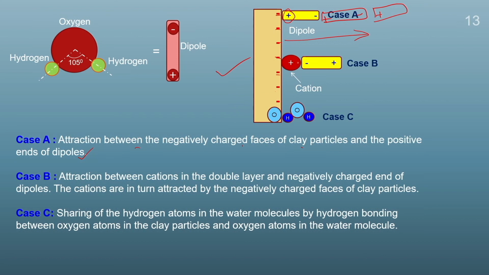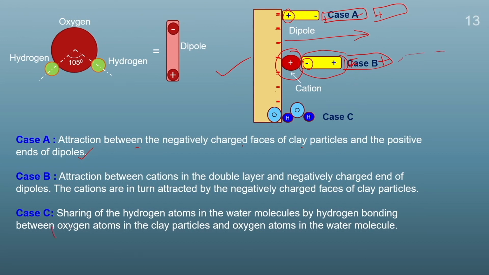In case B, the cations which are present as exchangeable cations will hold water molecules due to the hydration energy of these cations. Due to the hydration energy, these cations will attract the negative end of the water molecules, and then this will again attract the other water molecules. So, it will keep on like this.